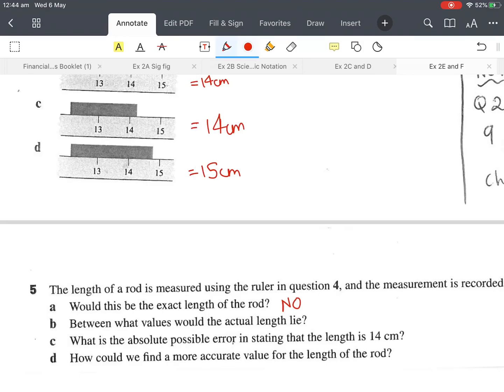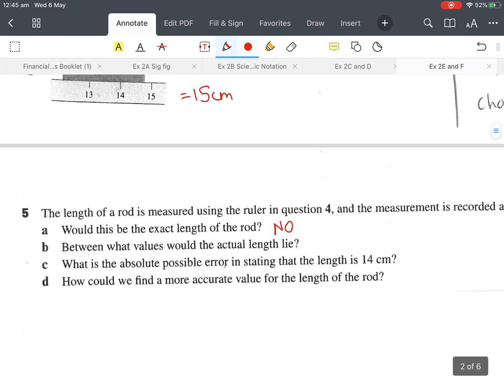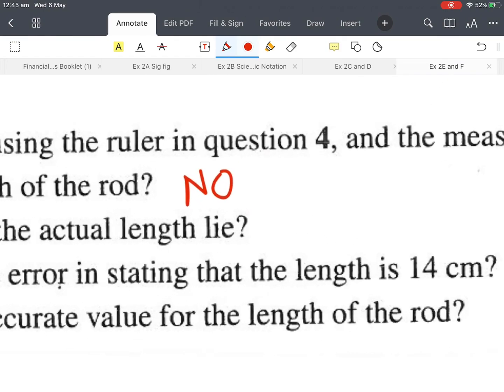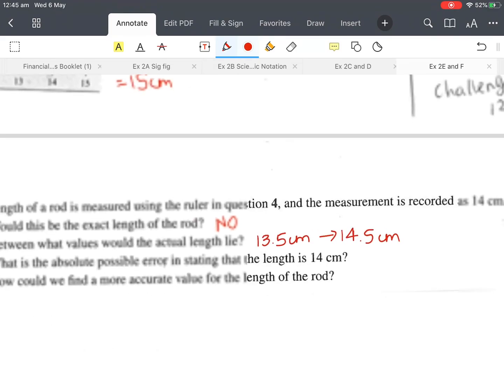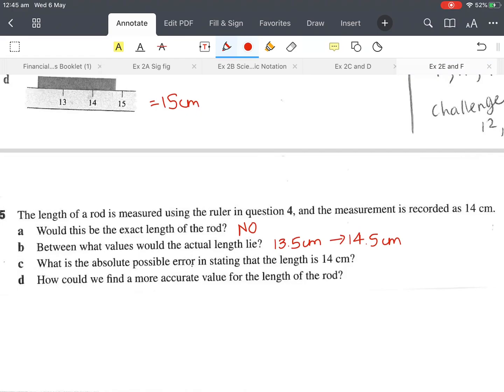So to figure out what its precision, if you wish, is, we halve that smallest unit. So if the smallest measuring unit is 1 centimetre, we halve that. What's half of 1 centimetre? Half a centimetre. So for this one, what values would the actual length lie between? Well, it's going to be half a centimetre below the 14 and half a centimetre above the 14. So what's half a centimetre below 14? 13.5. And what's half a centimetre above 14? 14.5. So that's what values the actual length would lie between.